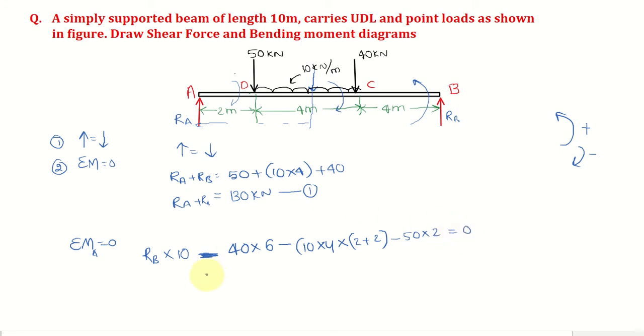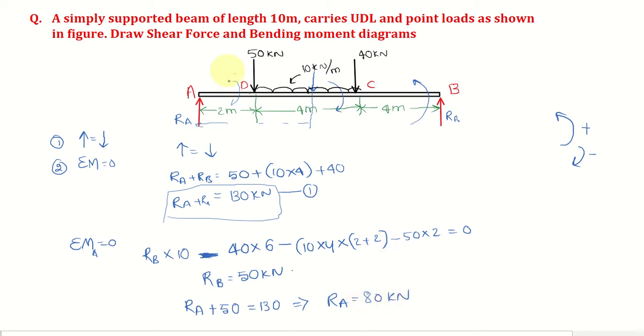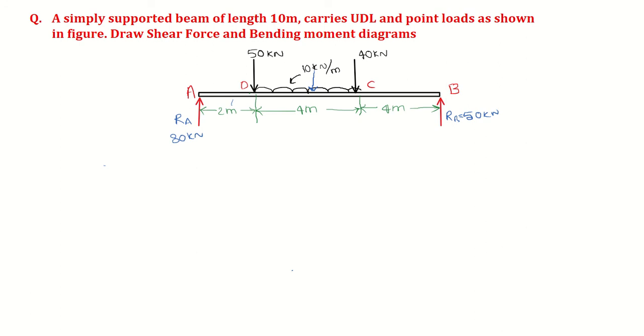So if you calculate this, you will get RB as 50 kilonewton, and we need to find out RA. In place of RB in equation 1 I will substitute 50 kilonewton, RA plus 50 is equal to 130. So that we will get RA, how much? 80 kilonewton. So these are the reactions we have. Let me write it here.